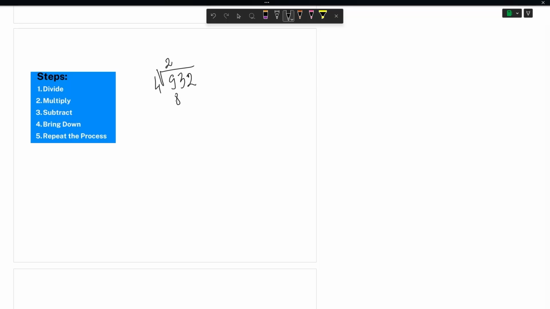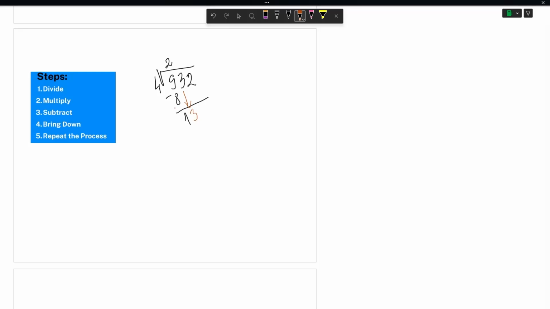Then we have step 3, which is subtract. So 9 minus 8 is 1. The next step is bring down. So that means you have to bring down the next number, which here is 3. So now step 5, repeat the process.